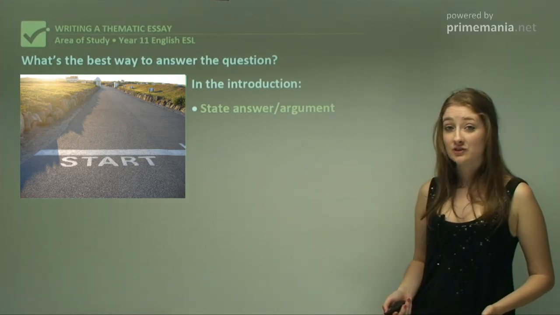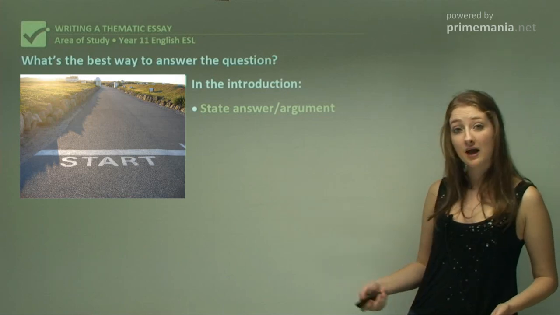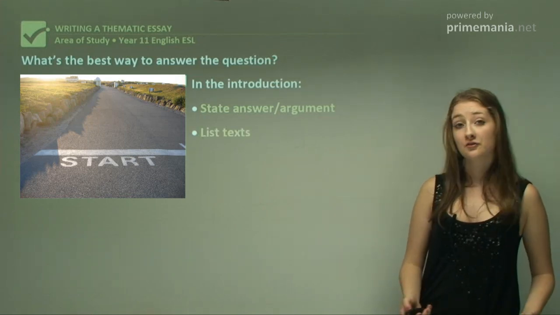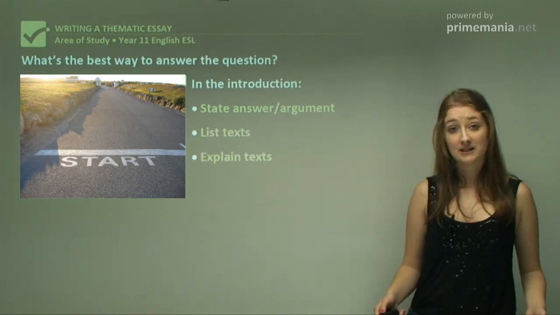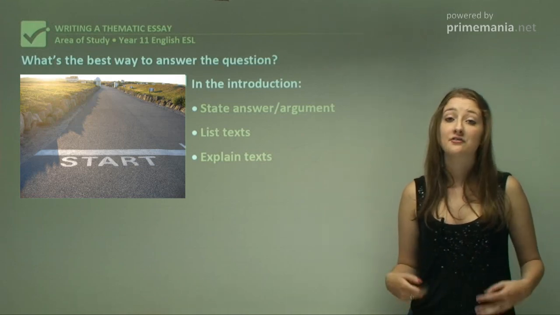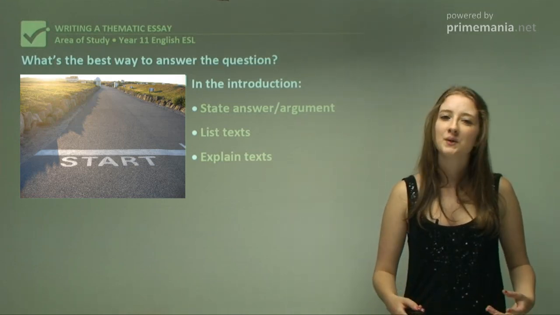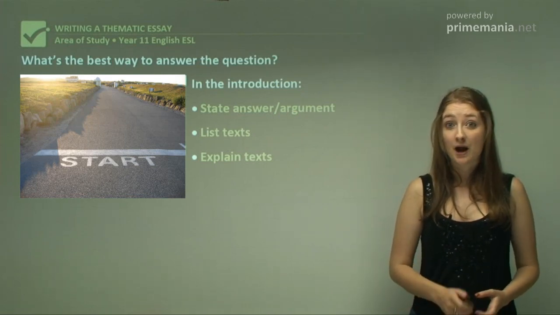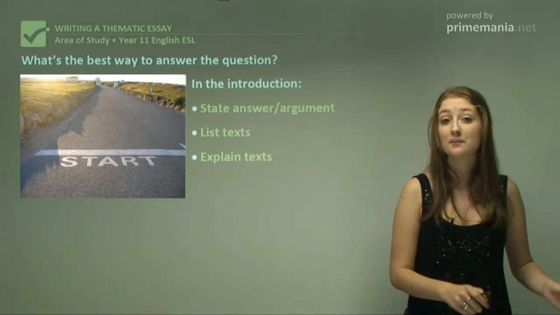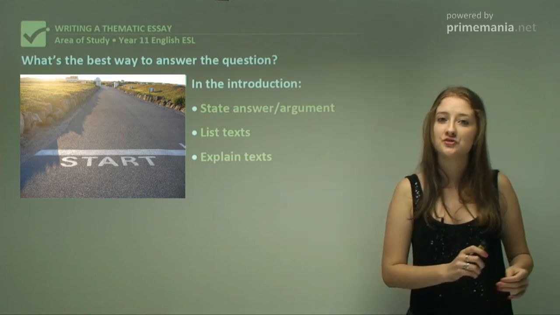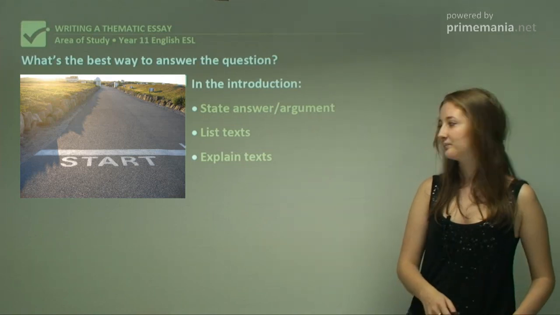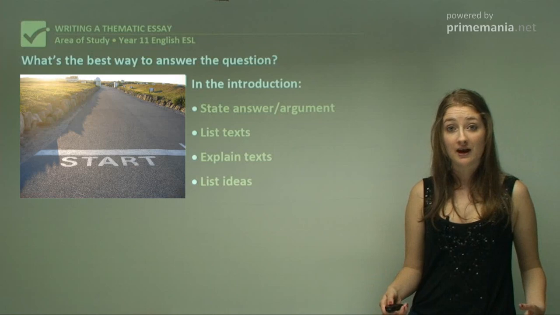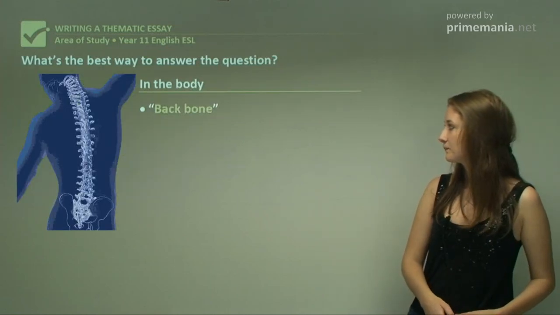So for example, in the introduction, you're stating your answer and argument, you're listing your texts, explaining your texts, using these as a stepping stone to communicating your area of study theme. Remember, your essay isn't actually about your texts, it's actually about your theme, and you're just using your texts to prove that theme. You then want to list your ideas, as we've discussed.